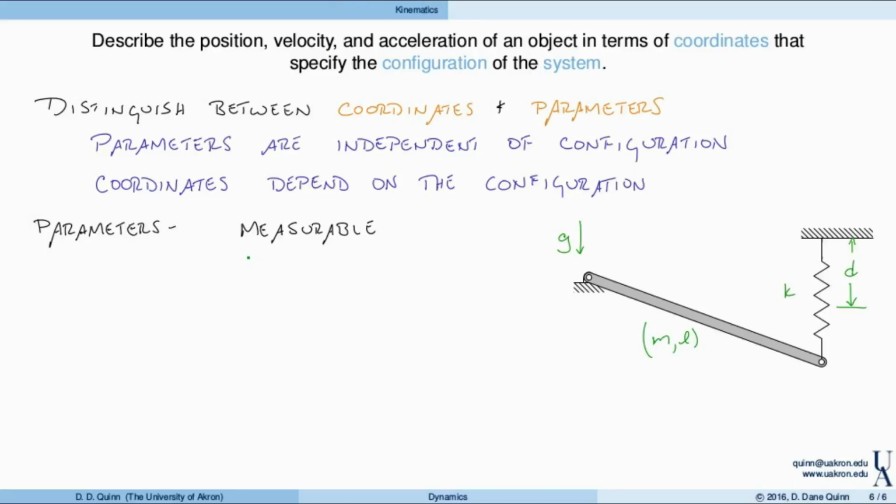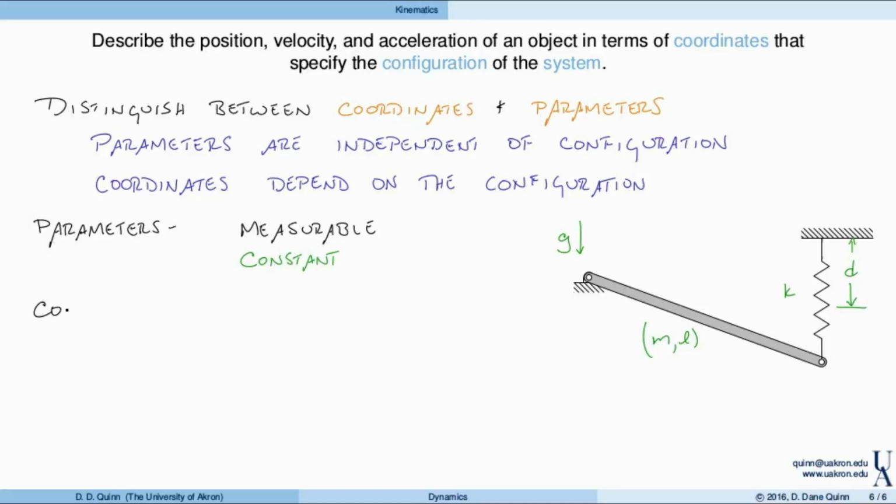Now, typically parameters are constant. Not always, but for most cases, these parameters are constant in time. They don't vary as the system moves and changes its configuration. Instead, they specify properties of the objects. So again, here in green, we have a number of different parameters.